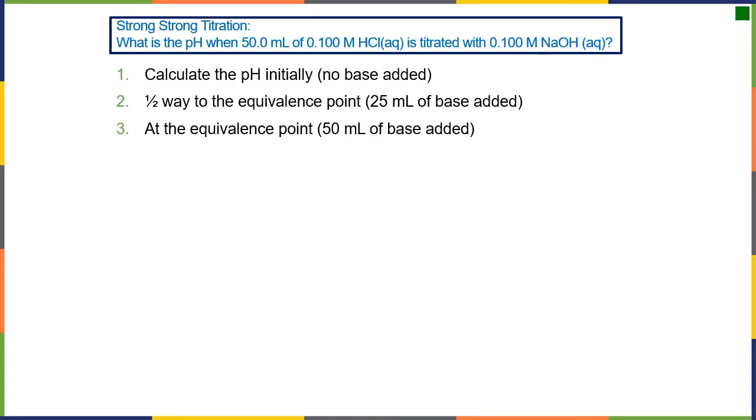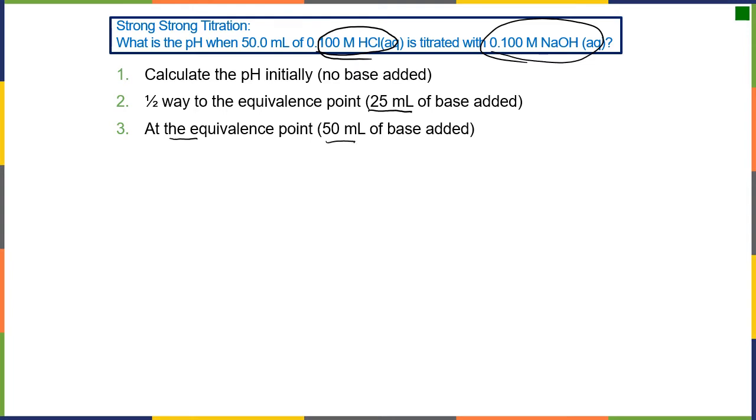So with this in mind, if we have 50 mL of HCl, 0.1 molar, titrated with 0.1 molar NaOH, notice that these values are the same in terms of concentration. That is on purpose. Our job is not to do complicated math. It really is to try to understand the changes in the pH. So we're going to do 3 parts of this. We're going to do the pH initially with no base added, pH halfway to the equivalence point, 25 mL of base added, and pH at the equivalence point, 50 mL of base added.